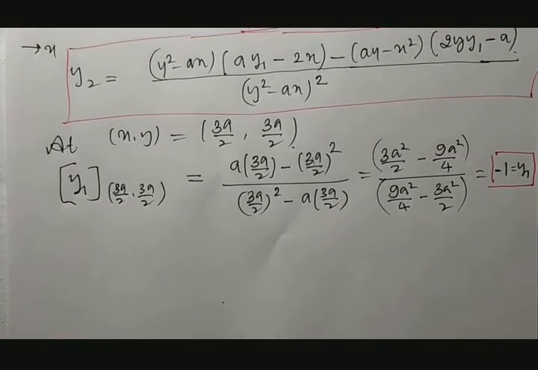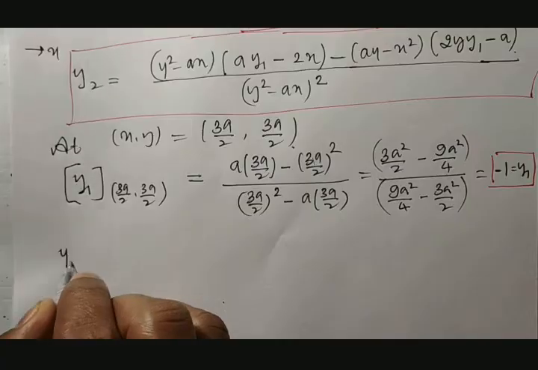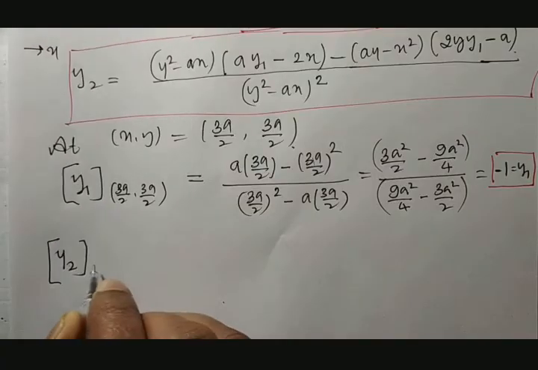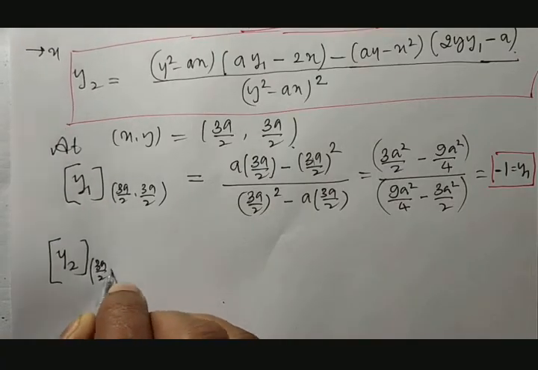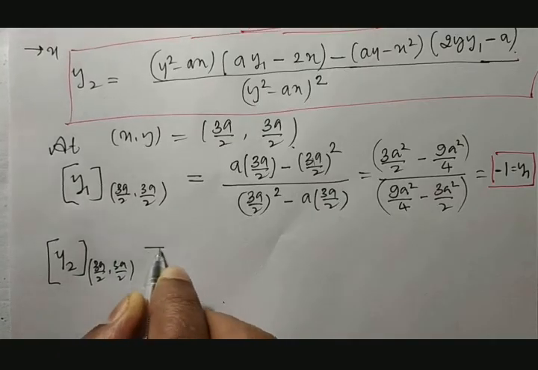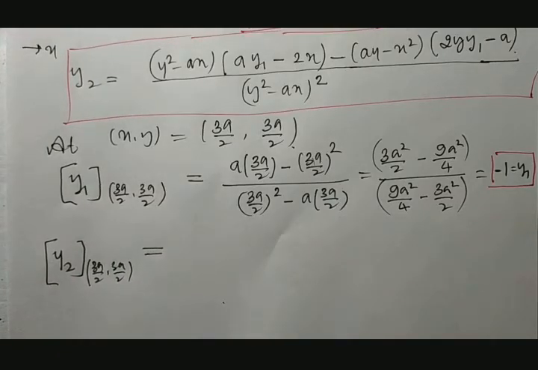Similarly, we will be substituting the values in the second term, that is y2. y2 at 3a by 2, comma 3a by 2 is equal to, we can substitute the values here. Then let us see what happens.